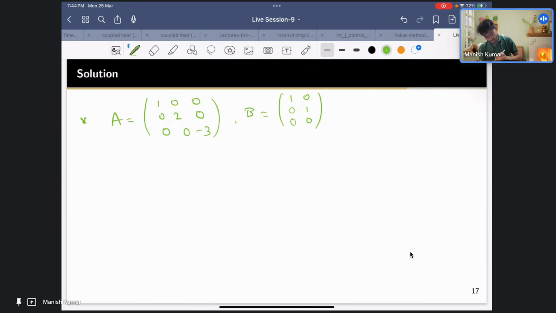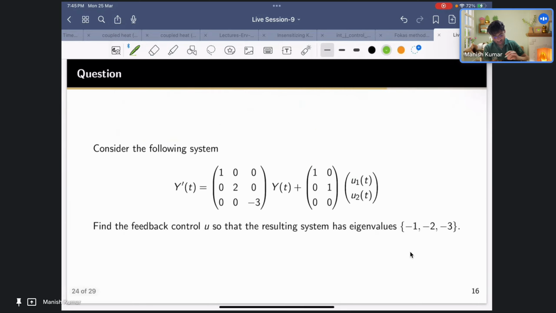Okay, so you check that the rank of B, AB, A squared B is not going to be 3, it's equal to 2, which is strictly less than 3, and I can guarantee this by looking at this system itself. If I write this system, y prime t is equal to y1 t plus u1 t, and then you have 2 y1 t plus y2 u2 t, and then you have minus 3 y3 t, right?